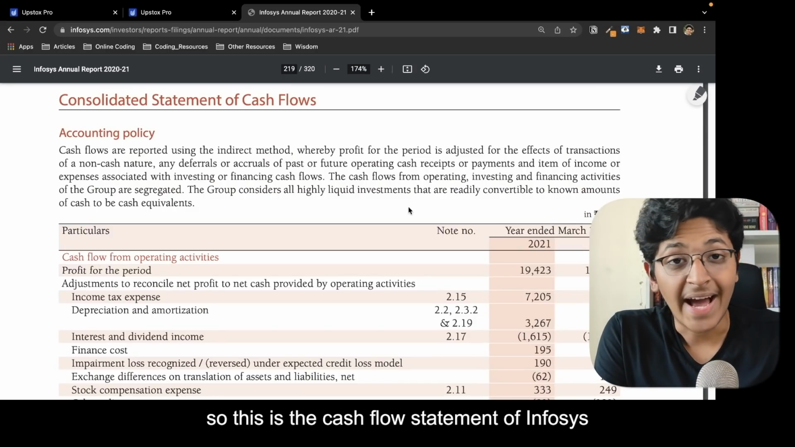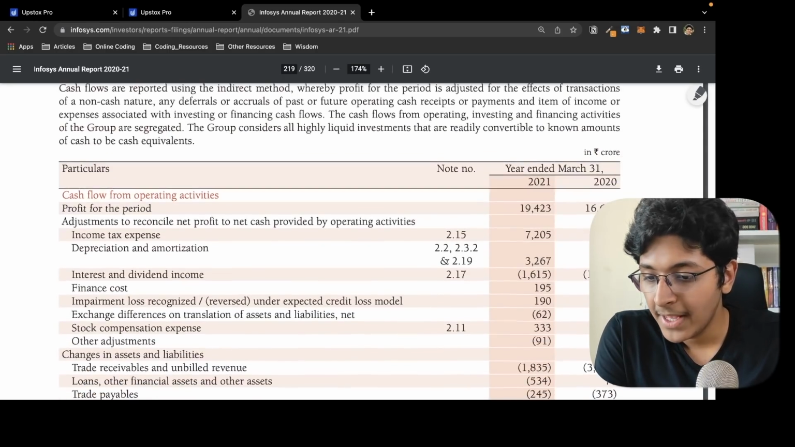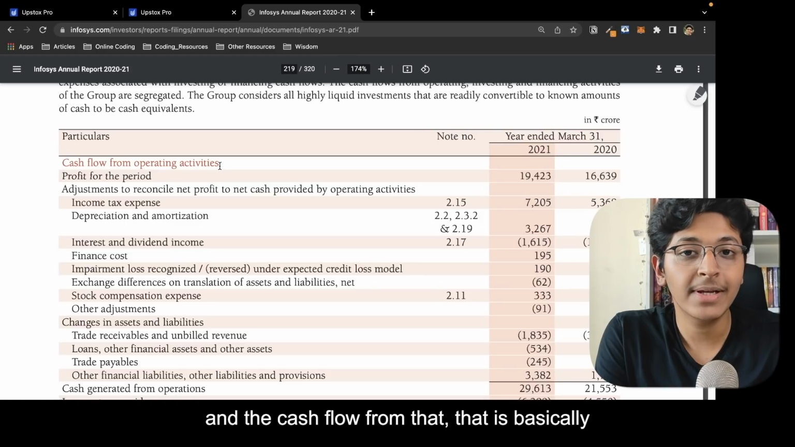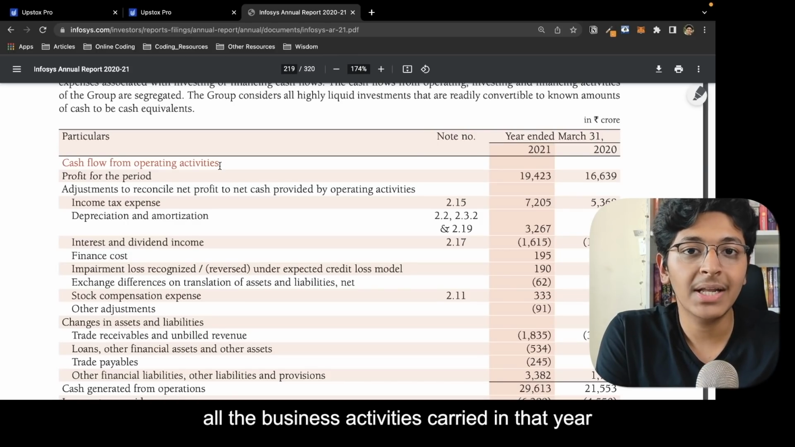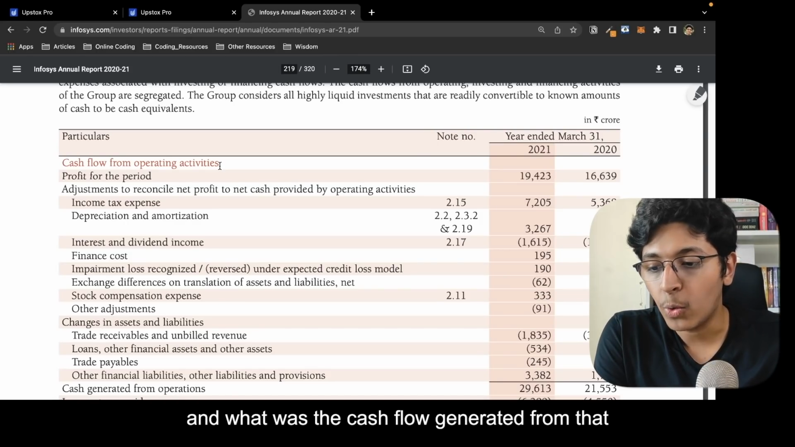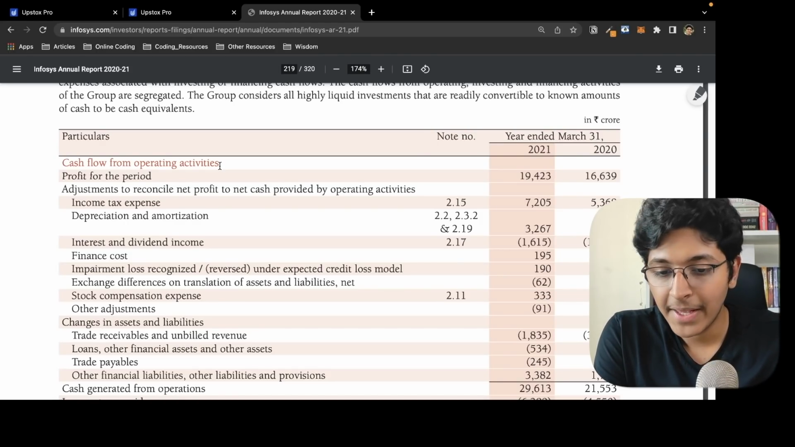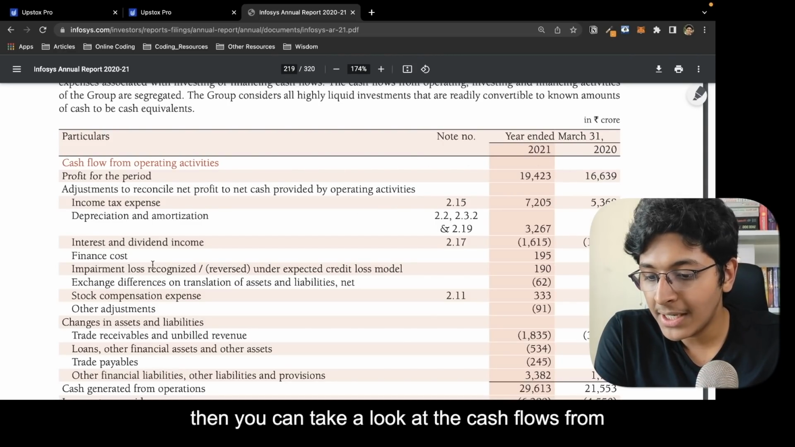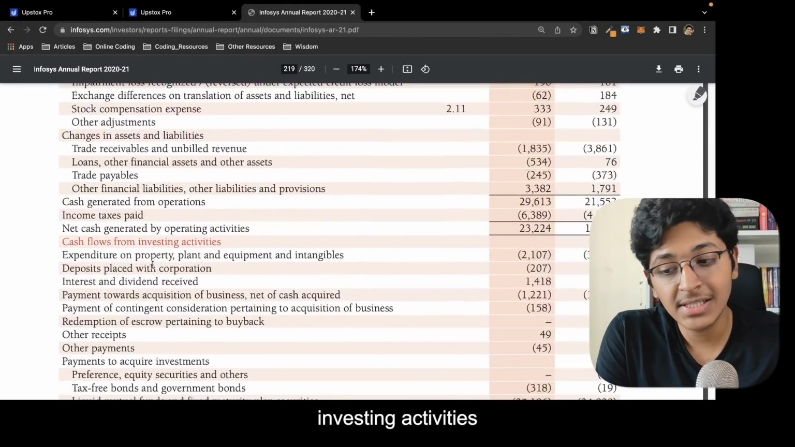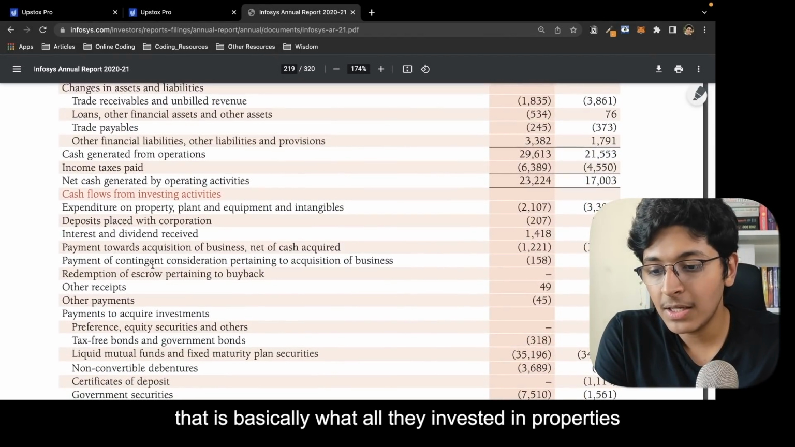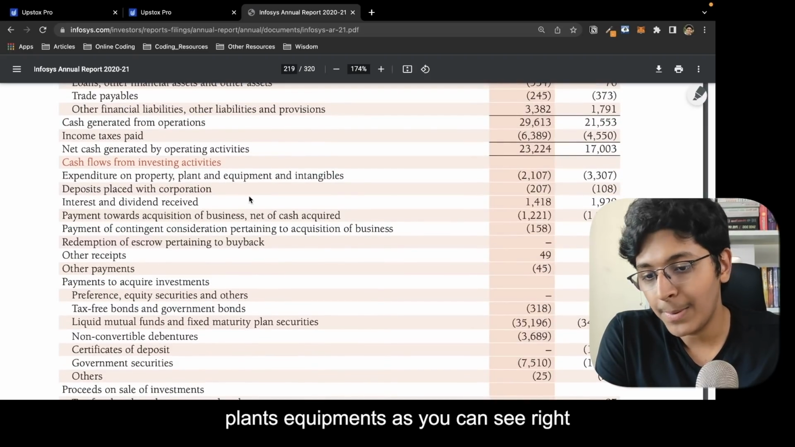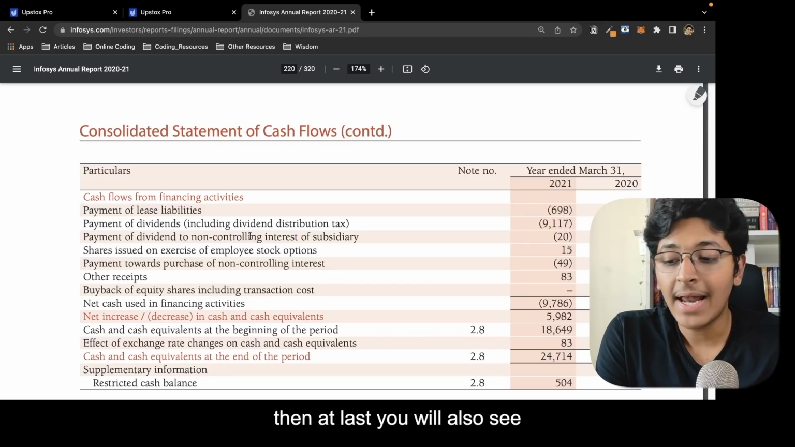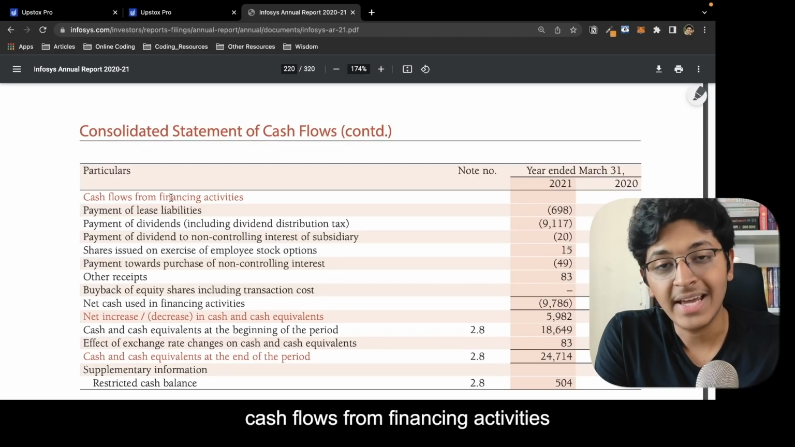So this is the cash flow statement of Infosys. You can see first of all the operating activities and the cash flow from that. That is basically all the business activities carried out in that year and the cash flow generated from that. You can see that right here, and you can also compare it with the last year. Then you can take a look at the cash flows from investing activities. That is basically what all they invested in properties, plants, equipment, as you can see, right? Dividend received, deposits. Then at the last, you will also see cash flows from financing activities.